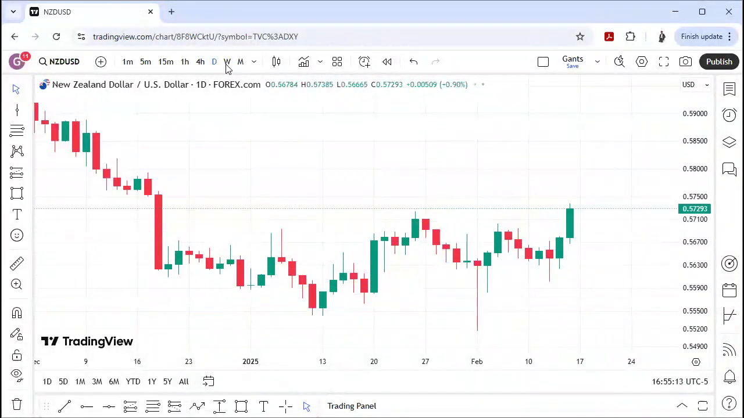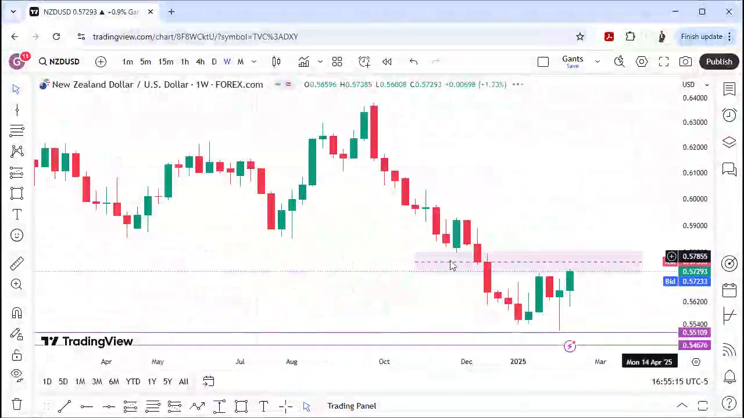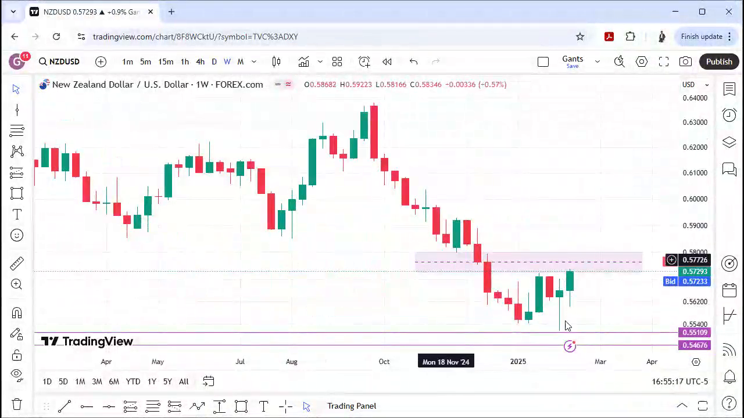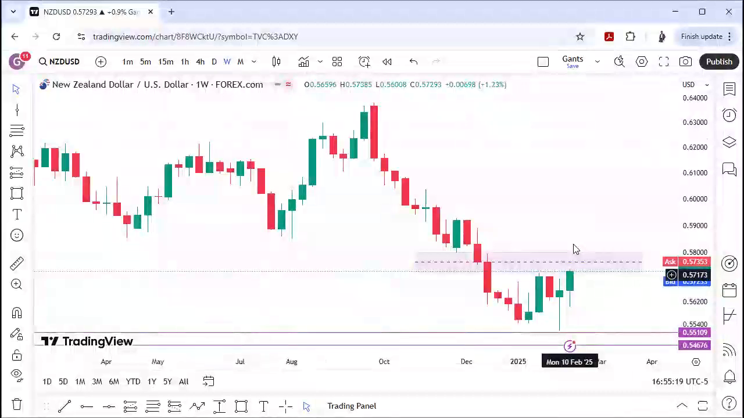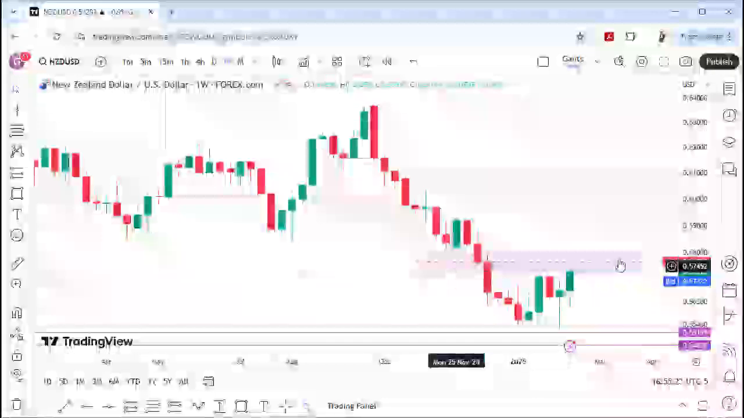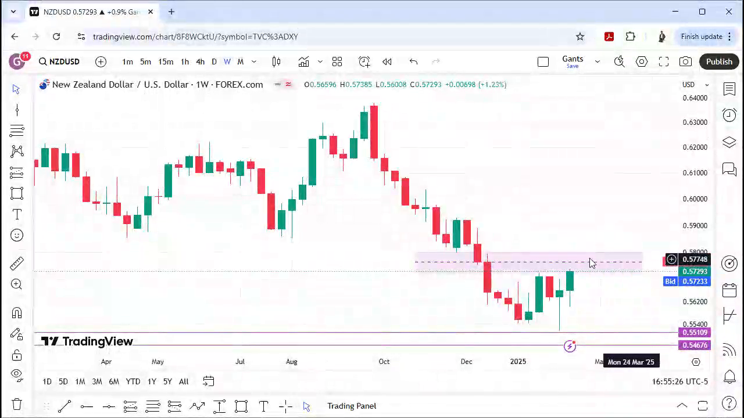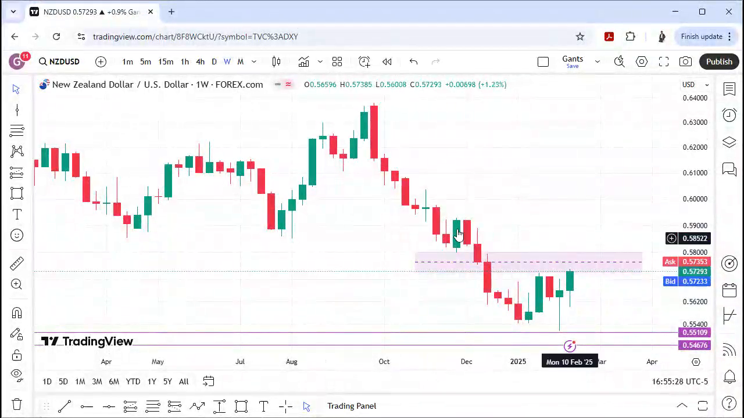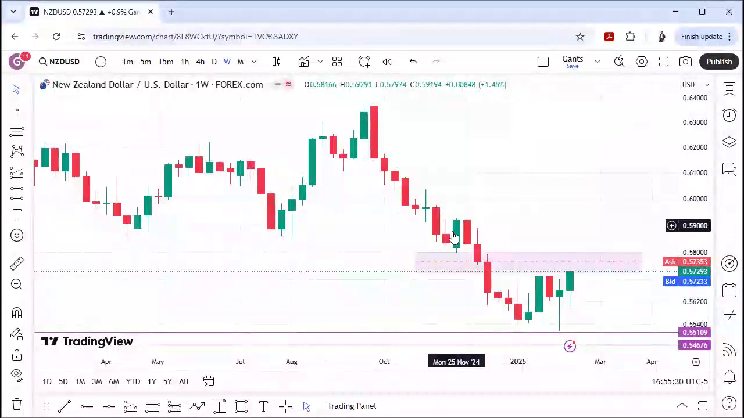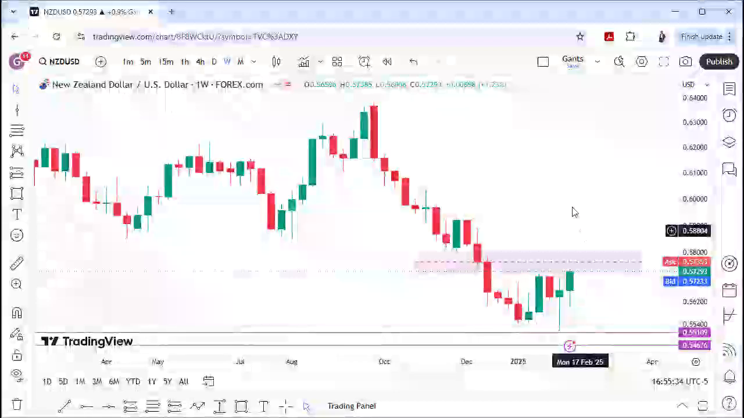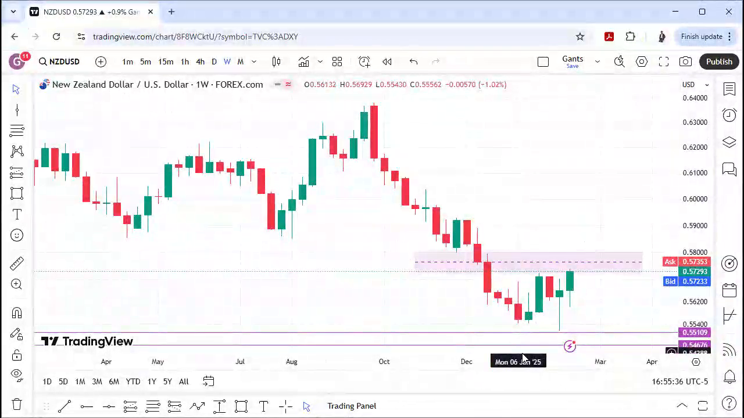The next is Kiwi. So Kiwi was also bullish as well. We want to see trade through this monthly CB. I want to see trade through it and find some resistance here along this bearish order block. So we are also bullish on Kiwi.